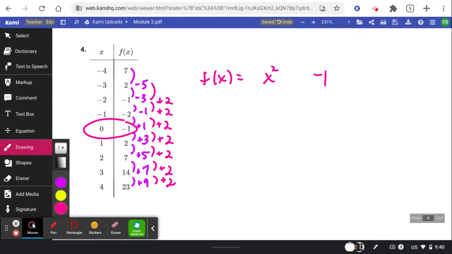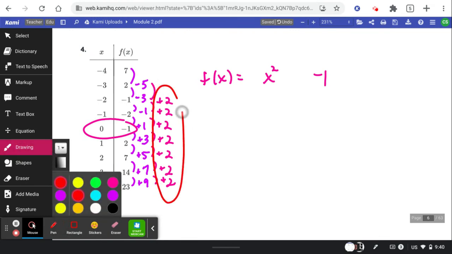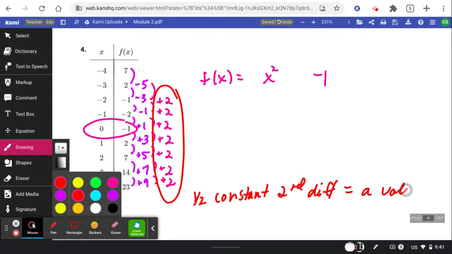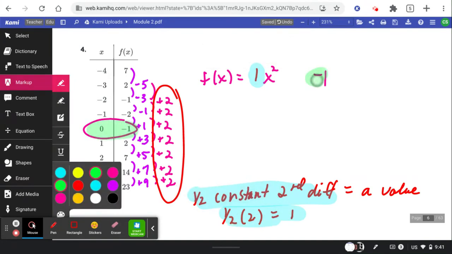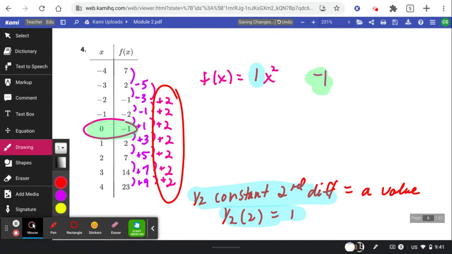And then by the way, we can tell that since this is the constant second difference of 2, half of the constant second difference is my a value. So half of 2 is just 1. So we know this is a 1x squared. That comes from this rule right here. And we know that the 0 term is 0, negative 1. Now we're looking to see if the infamous b comes into this equation, or is this enough? So let's test out some input outputs.